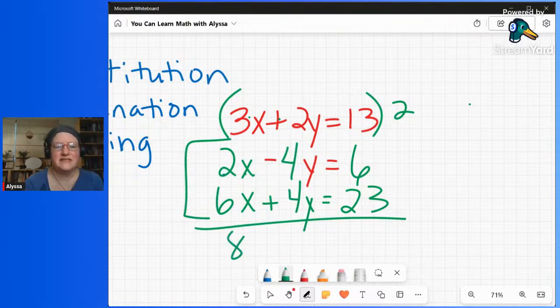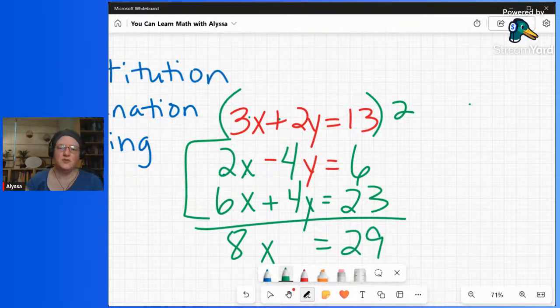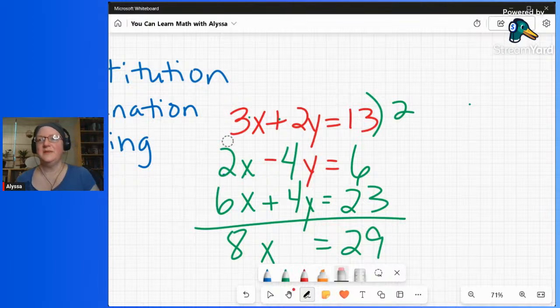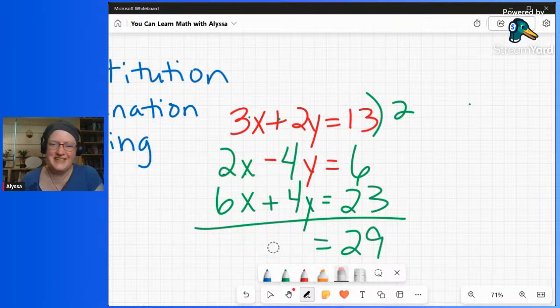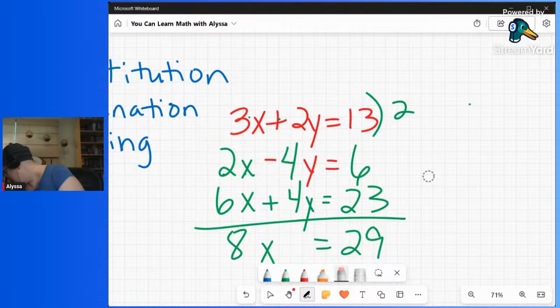2x plus 6x is 8x. There my y's cancel out. And 6 plus 23 is 29. And then you keep solving like we did before. So anyways, that's the little wrinkle that sometimes happens with elimination. On to substitution. Oh, substitution. It's just, it's not a fun thing.